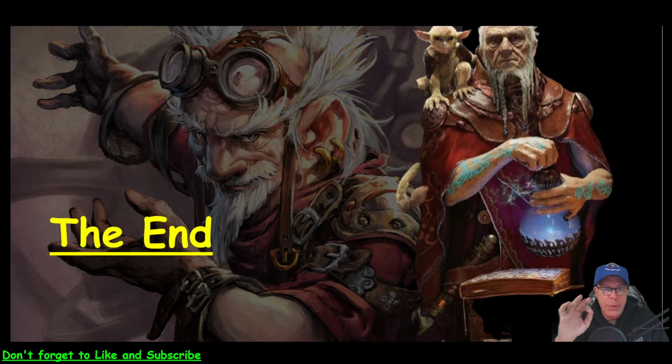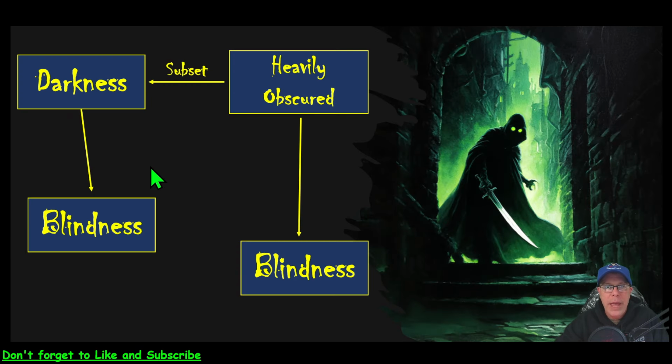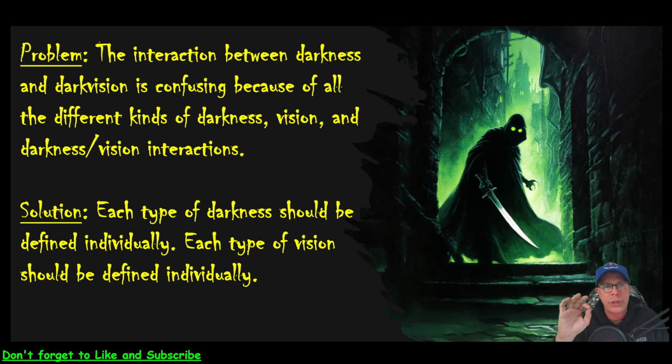So that is the video that I have for everyone. I hope that you enjoyed it, and I hope that this helps explain a little bit about some of the problems and some of the solutions that have come from the confusion. The interaction between darkness and dark vision is confusing because of all the different kinds of darkness and vision interactions. And I hope the solution where we treat each type of darkness individually and each type of vision individually helps untangle some of this confusion.